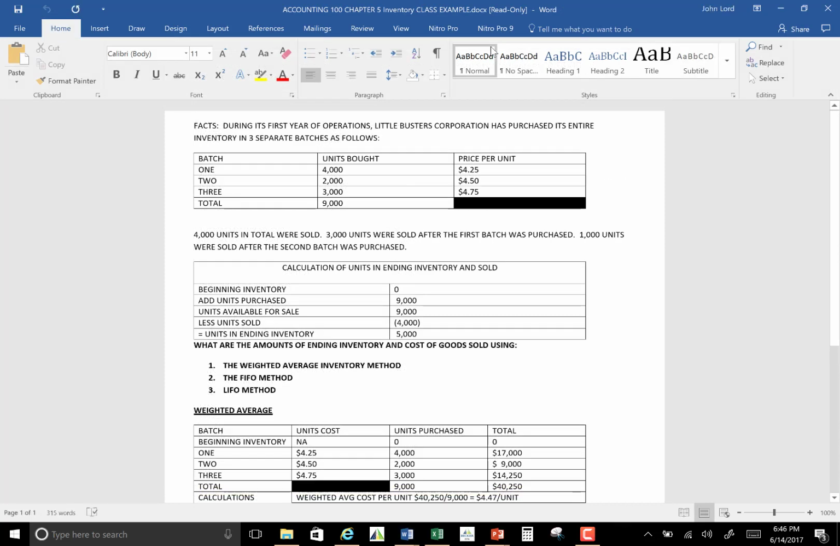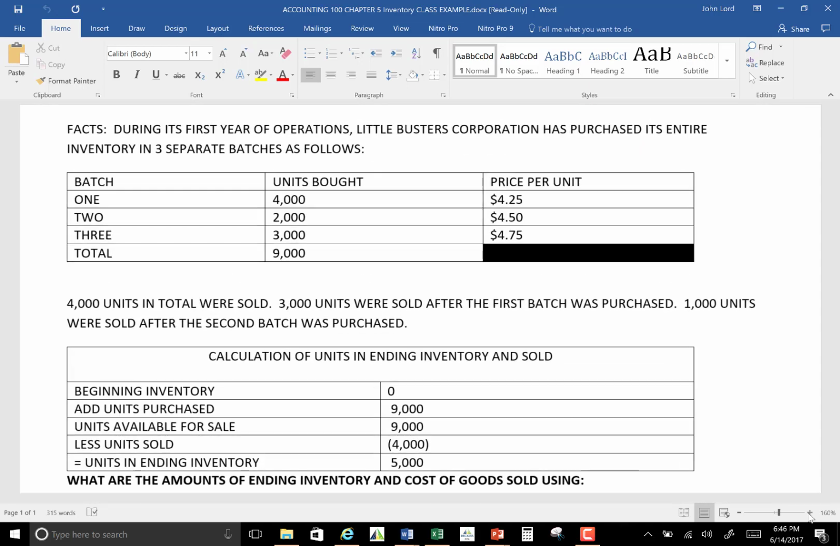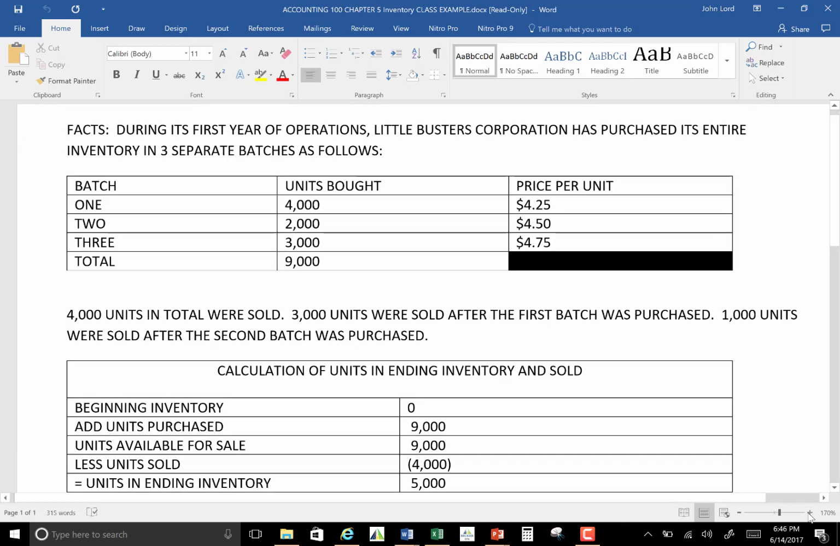Okay, so is this the thing you have in front of you? Yes. Okay, so let's just go ahead and practice a little bit more with this now. You take a look, and they tell us here that during the first year of operations, what's our beginning inventory balance? Zero, good. And Little Buster's Company has purchased its entire inventory in 3 batches as follows, okay? And they give us the amounts, and then we say 4,000 units in total were sold.